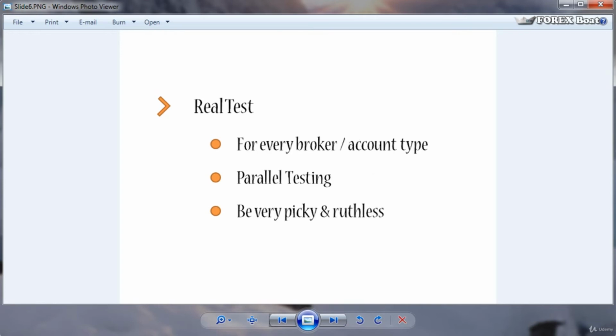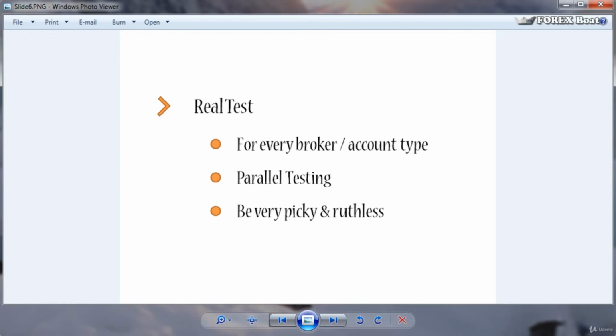Real test. So it's a real mini test. You have to do this for every broker and account type. So whenever you change a broker, or you change even the account type within one broker, you have to first of all check your back test and forward test like we did, just to make sure that they are more or less aligned with what you saw on the demo account.